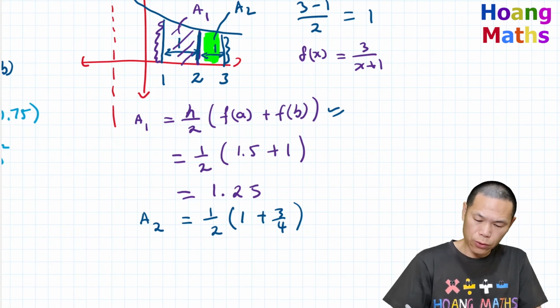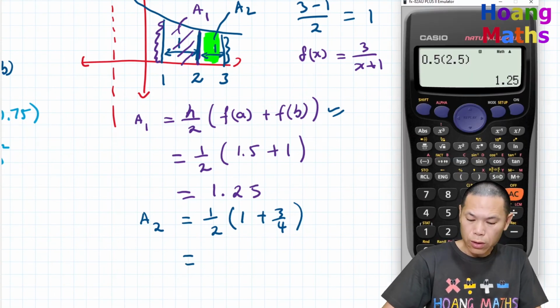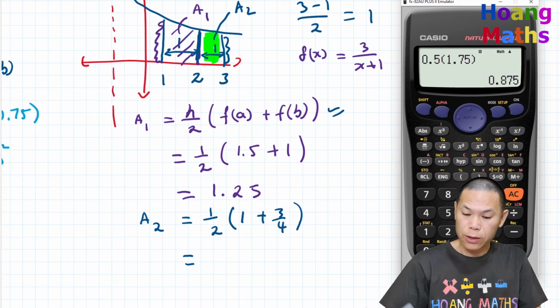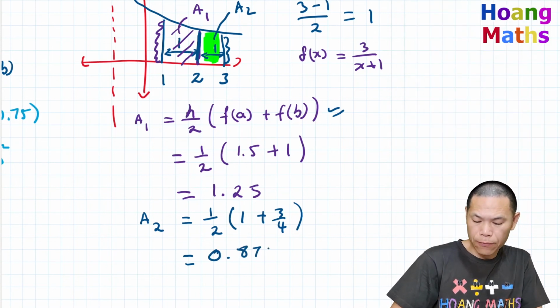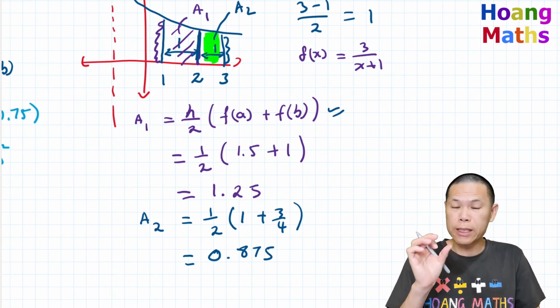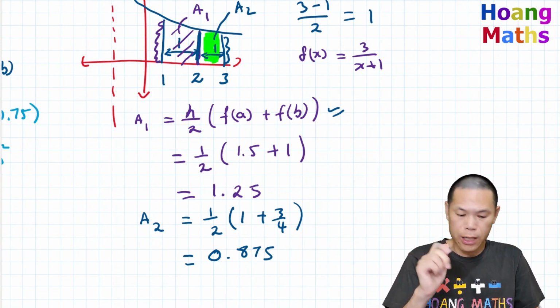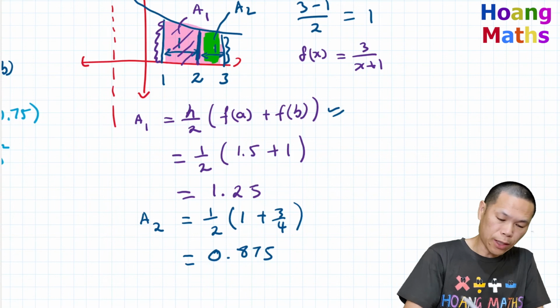So now what I do is I just put it on a calculator. So I just go 0.5, brackets 1.75. So there you go, 0.875. So now what we do, we just add them up. That will give us the approximate area under the curve from 1 to 3. So there you go. Let me just write this down.